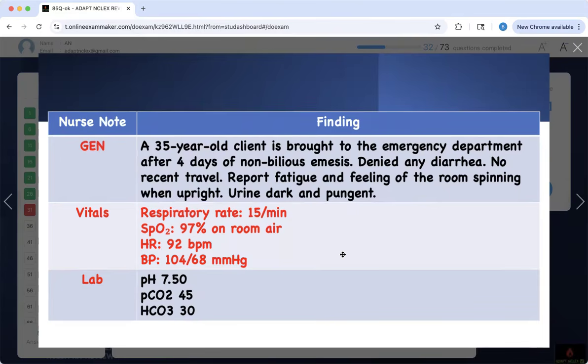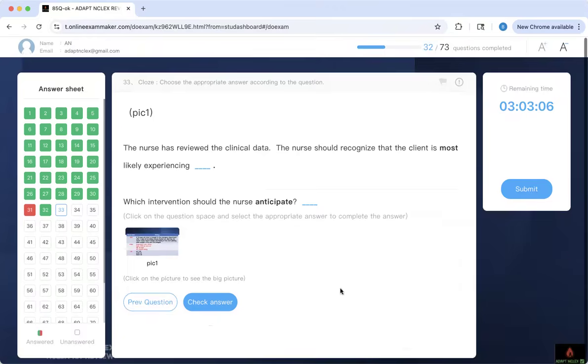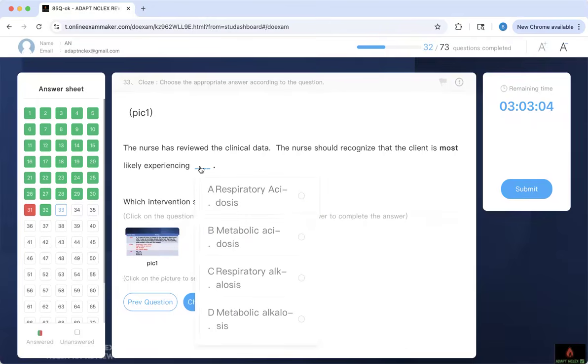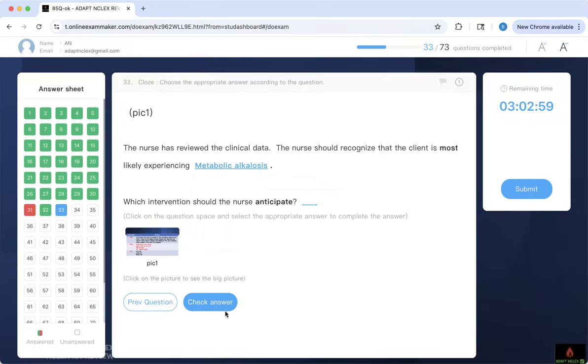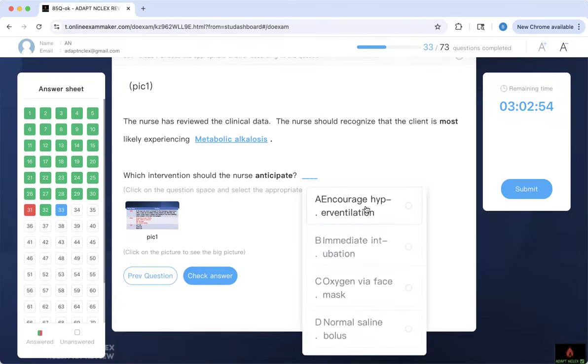Your respirations are 15, saturation 97, tachycardic, and slightly hypertensive. Your pH shows what? A metabolic problem, right? What do you think? Metabolic alkalosis, consistent with vomiting. Now, what is the nurse going to recognize the client is most likely experiencing? Metabolic alkalosis. What are you going to give this patient? What do you think? Encourage hyperventilation, immediate intubation, oxygen via face mask, normal saline. Think about it.